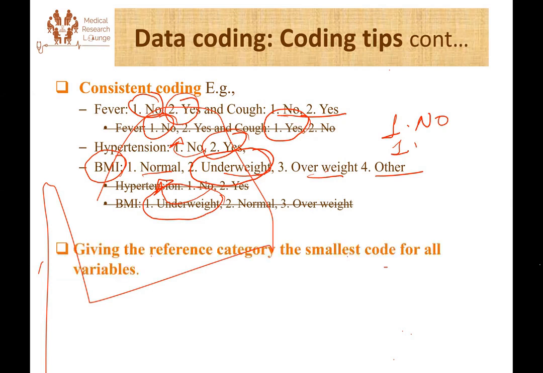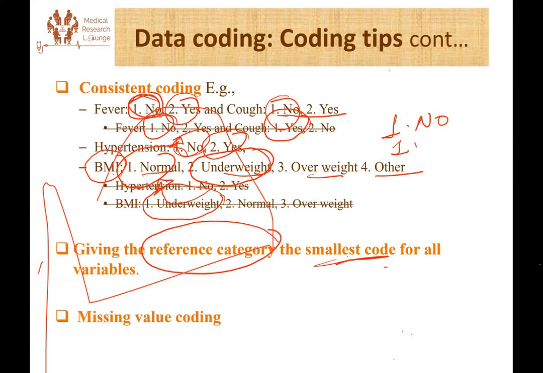And the other is giving the reference category the smallest code for all variables. I personally prefer to make my reference categories the responses which are coded with the smallest code. For example, here I want my reference to be fever no, cough no, hypertension no, and BMI normal. So if you give the smallest code for all your variables, then the interpretation will be easy. If we have time, maybe I can show you on Dayspaces after this, and you'll understand better what I'm trying to say.